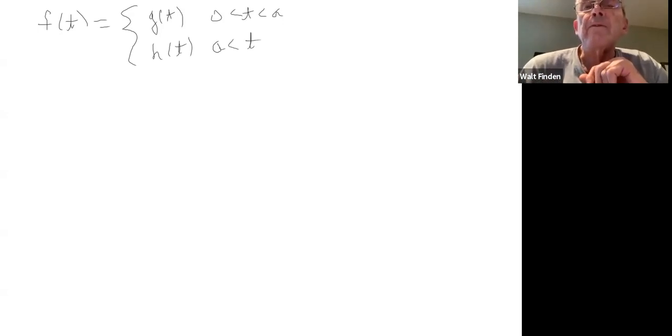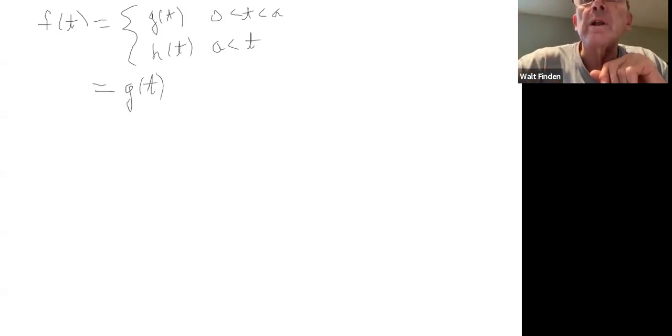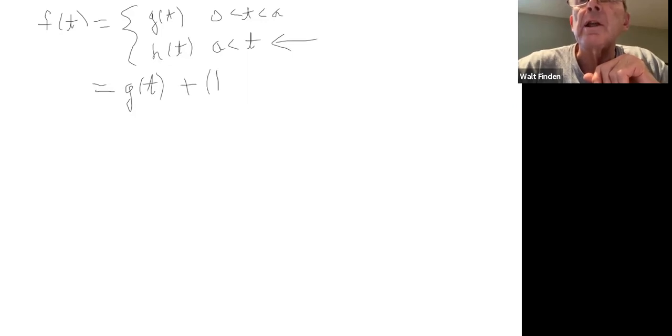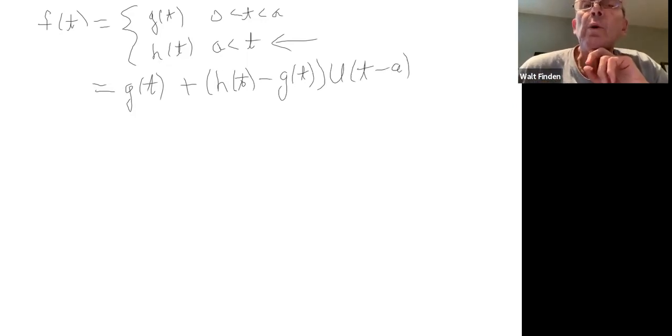So for this way, we can write this as g of t. And then when I want to get to the second part here, I need to think of it like this. I'm going to turn on the h of t and turn off the g of t. And then I put in the unit step function t minus a. So there is the formula, or the way to handle different cases.